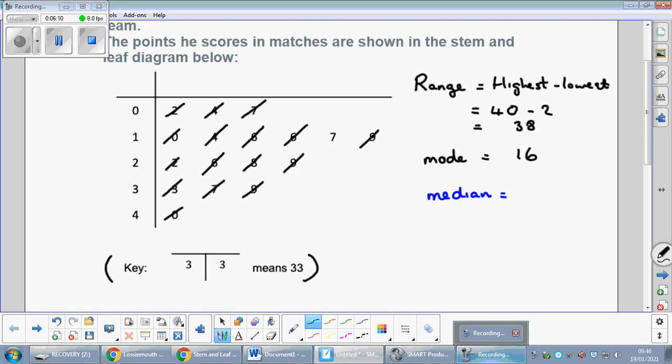No, I've done too many. Hang on. That should be there. Wait a minute. 1, 2, 3, 4, 5, 6, 7, 8. 1, 2, 3, 4, 5, 6, 7, 8. That's fine. That's my bottom half there of numbers. That's my top half there of numbers.